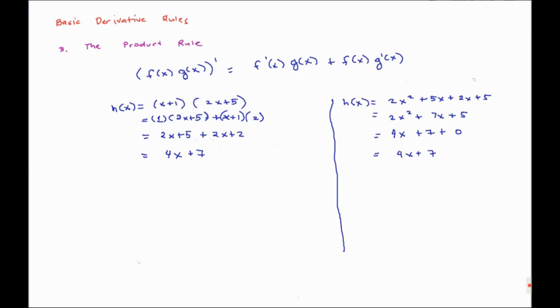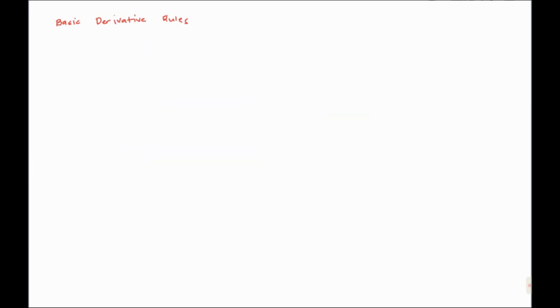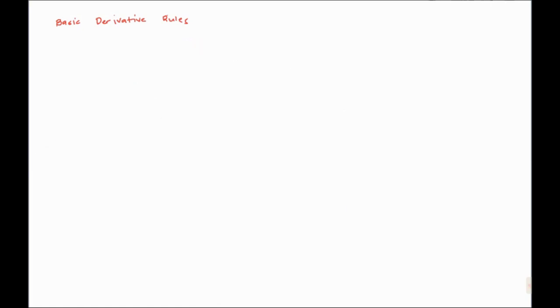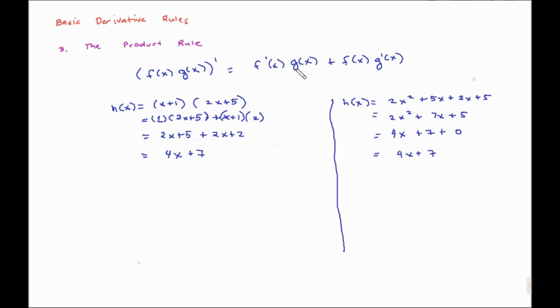Now let's go to the next rule. We have the quotient rule. This is almost similar with the product rule. Kaso, for this, you have to get the difference. Kasi dito sa una, sa product rule, addition ang ginamit natin: f prime of x times g of x plus f of x times g prime of x.